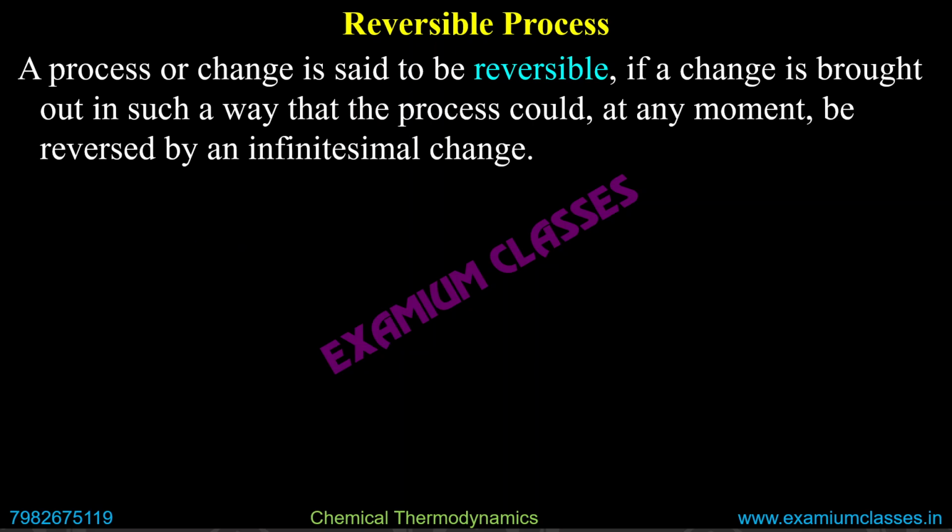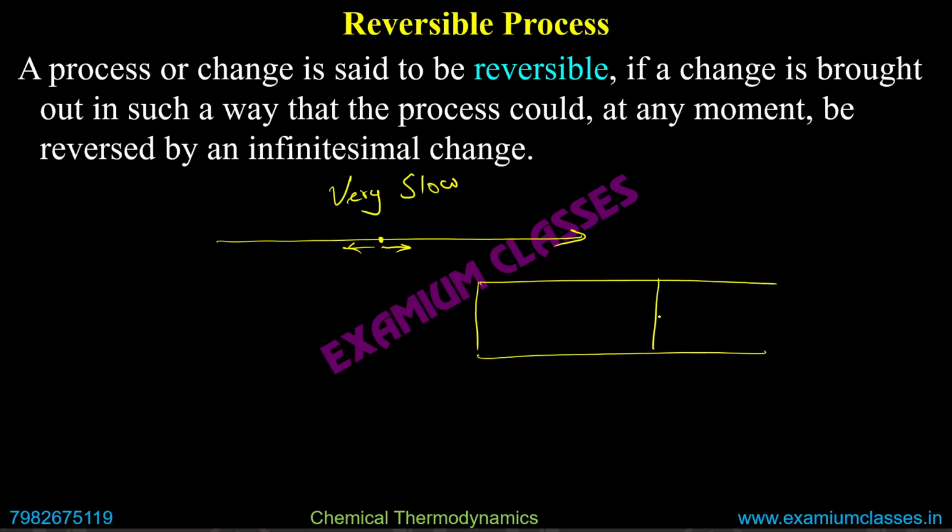So if a process is happening very slowly, so slowly that at any point of time you can't say whether it is moving in the right direction or in the left direction. Suppose you are applying pressure, I consider the same example, on the piston, but you are applying pressure so slowly that at any point of time the piston looks stable or stationary. At that point of time, P external will be approximately equal to P internal.